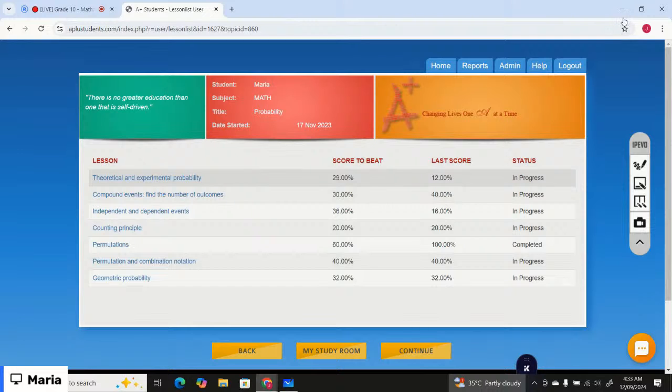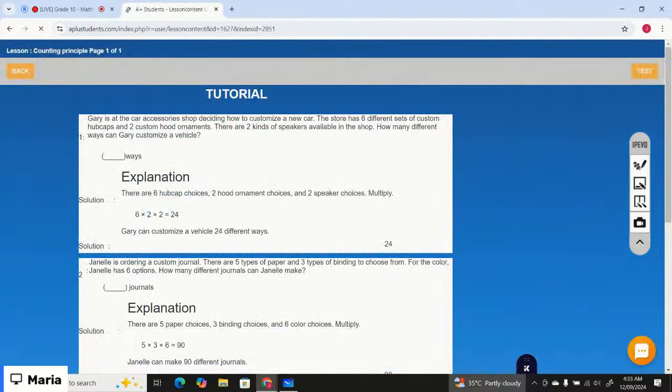The next lesson is counting principle. Let's just start with the lesson. Let's just start with the first example.